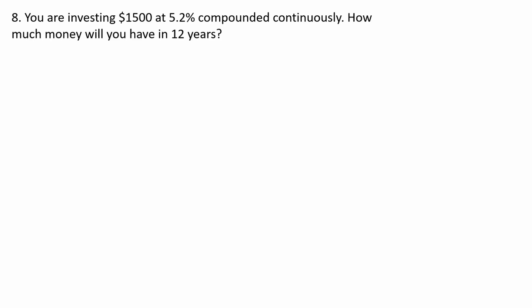So here's number 8. You're investing $1,500 at 5.2% compounded continuously. How much money will you have in 12 years? So, all right. What equation are you going to use? There's a key word here, compounding continuously. So compounding continuously, think about what equation that is. It is the amount in the account at any time t equals P e to the rt.